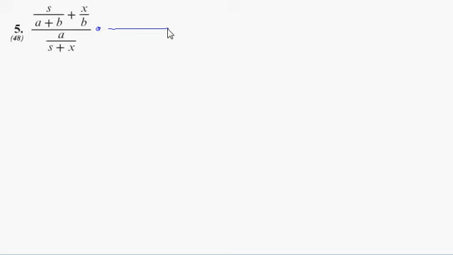Notice that the least common denominator is b, a plus b, and s plus x. That whole thing, all of those have to be represented as our common denominator. So that's kind of a big chunk of stuff there. So b times a plus b times s plus x. So that means we have to do that with both the numerator and the denominator.